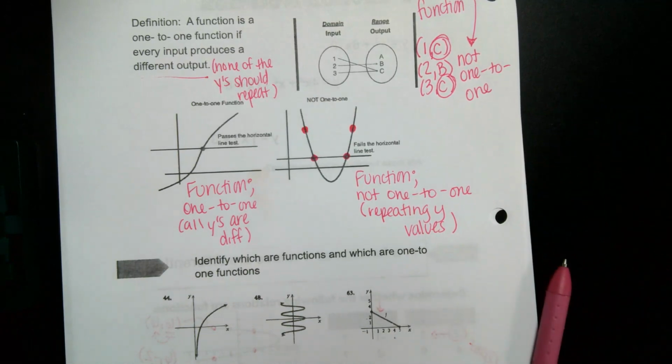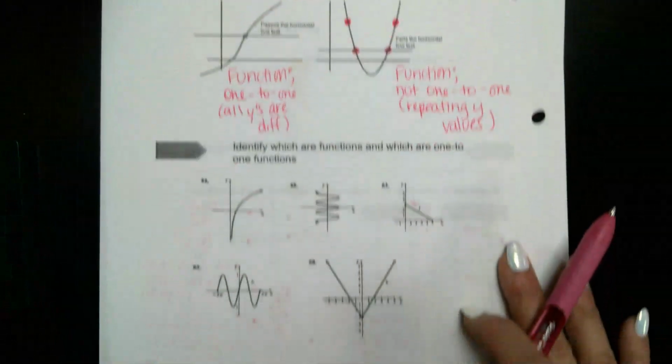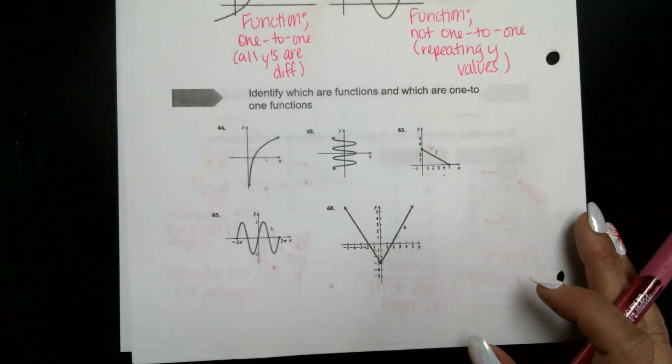They have something called a vertical line test to check your x's, and then they have something called a horizontal line test to check your y's. And I think that's coming up. They talk about it on the next page, but right now we're just going to look at the pictures and see if we can tell.